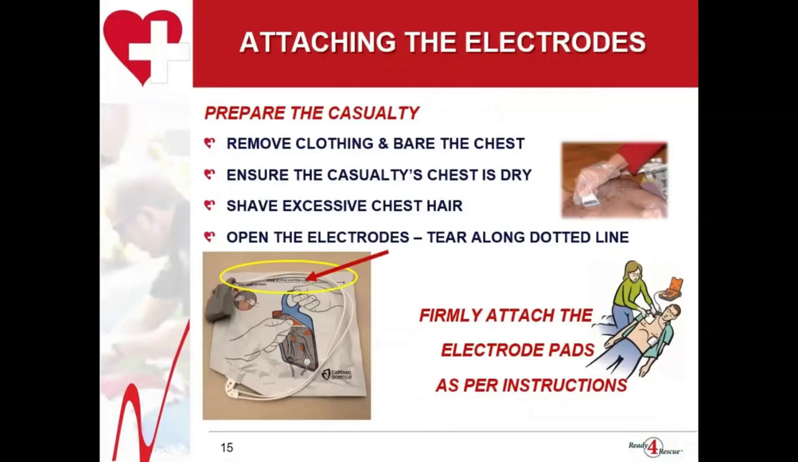When you attach the electrodes, you need to make sure the chest is prepped properly. The gel on the pads requires very dry, clean skin. Excess hair needs to be removed. If the casualty is a female, you're going to remove the bra as well. Once the chest is prepared, place the pads in the proper position.